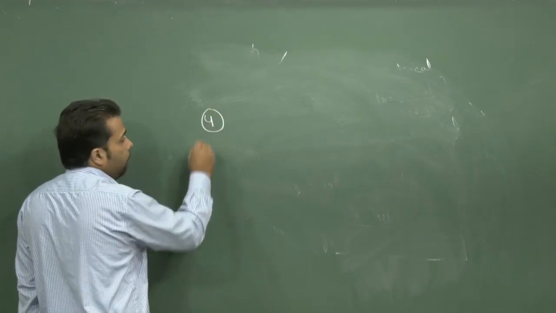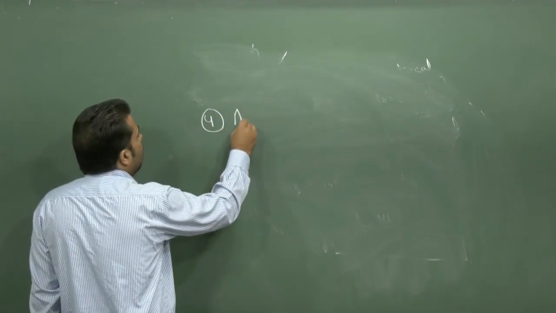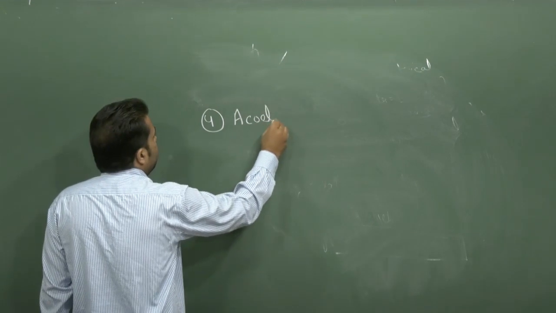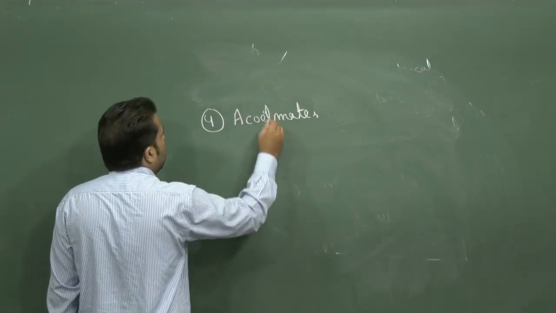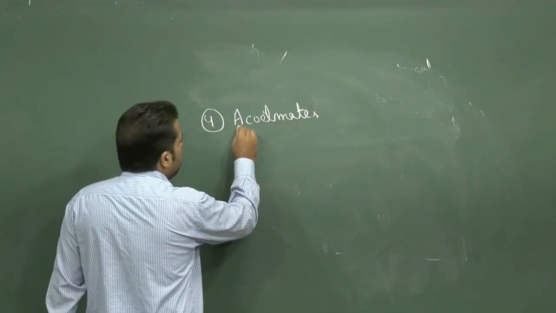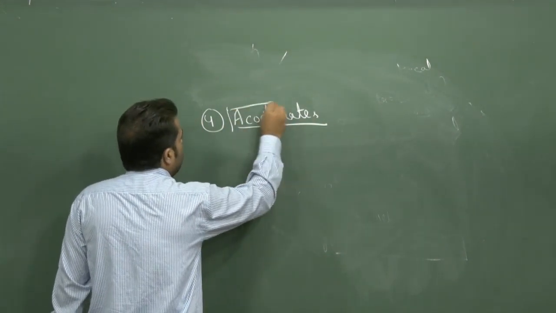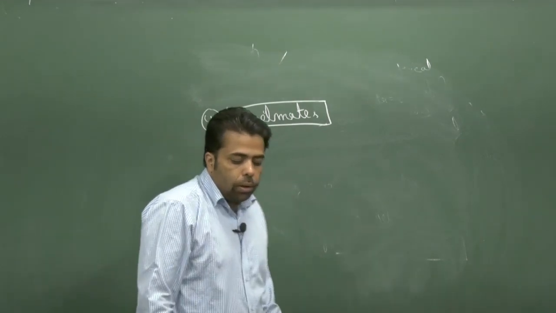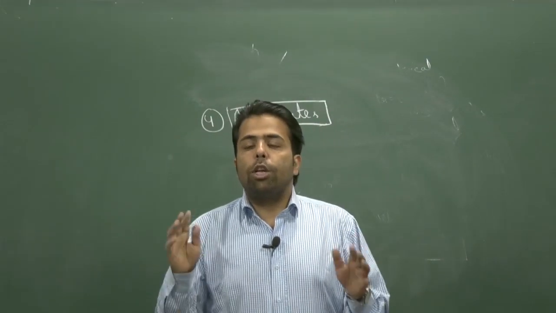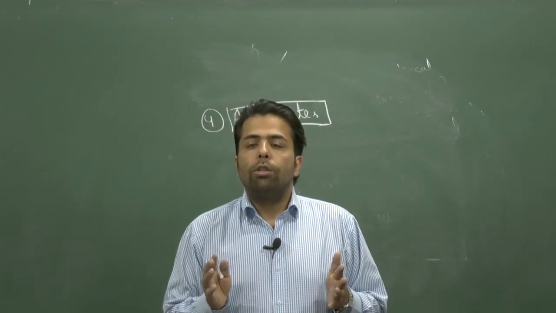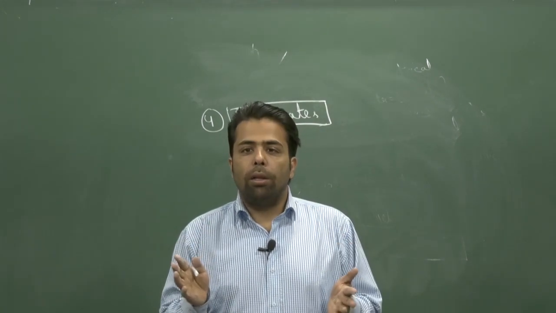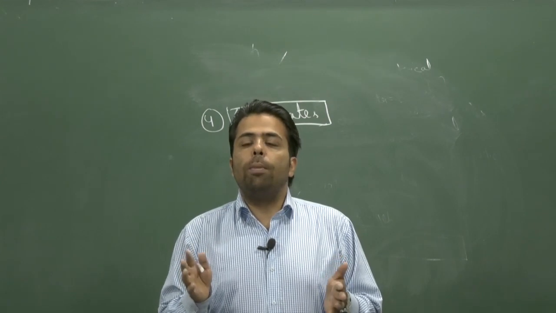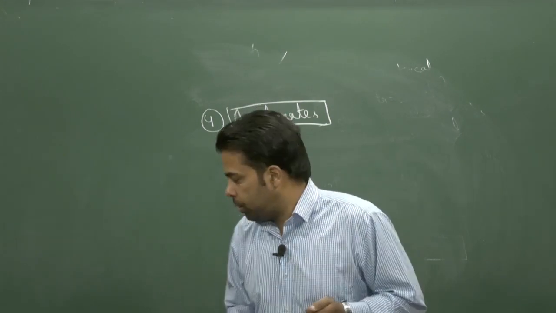Property number 4, they are acoelomates. They do not have coelom. Coelom is a body cavity from the outer body wall to the alimentary canal. And here the coelom is missing. They are acoelomates.